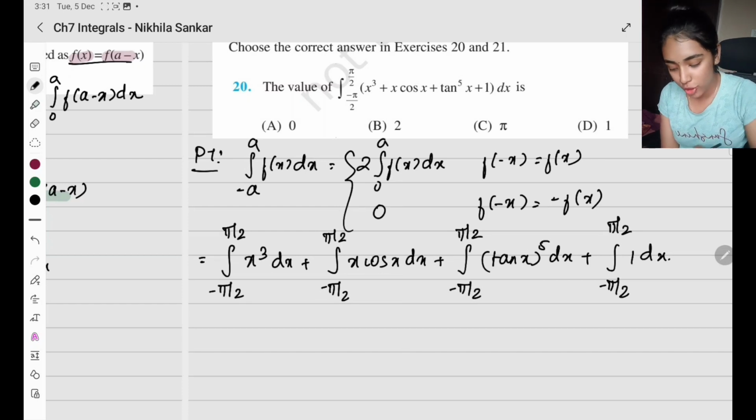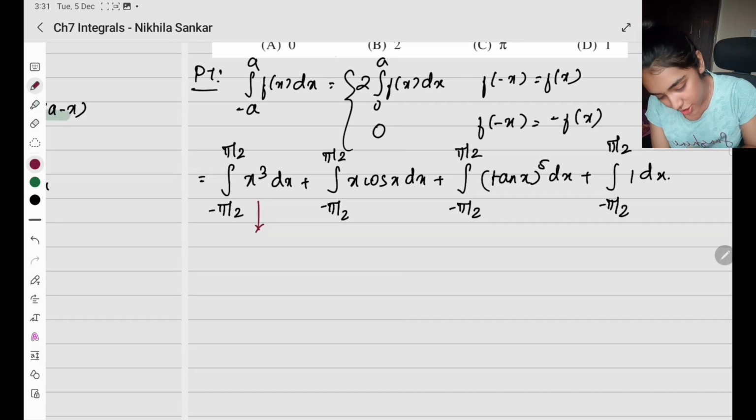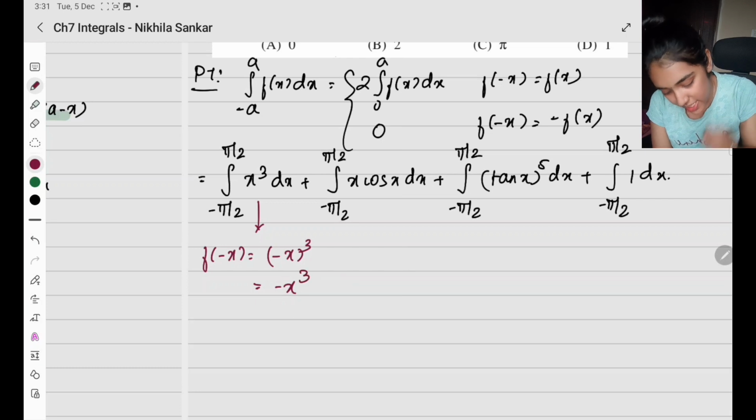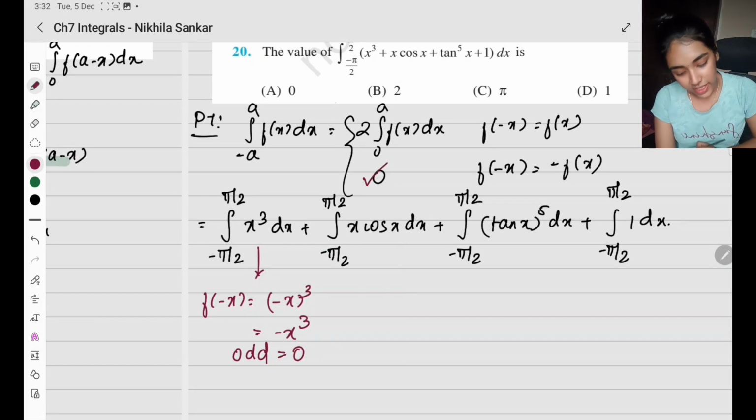Now at this point I'm going to check which are all my even functions and which are all my odd functions. So for this function, if I substitute f of minus x, I have minus x the whole cube, which is going to be minus of x cube. Isn't it? Minus x the whole cube is going to be minus x cube. So this is an odd function. Odd function, so the value is going to be 0. Odd means the value is going to be 0.